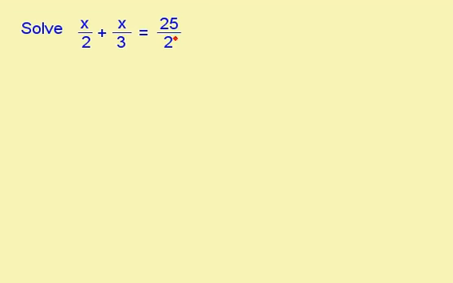In order to solve this equation, I must add these fractions together. When we add fractions together, we need to have a common denominator. So I'm going to begin by looking for a number that 2 and 3 both go into. That number is 6. 2 goes into 6 3 times, so I need to multiply this x by 3. 3 goes into 6 2 times, so I need to multiply this x by 2. Simplifying this gives me 5x.